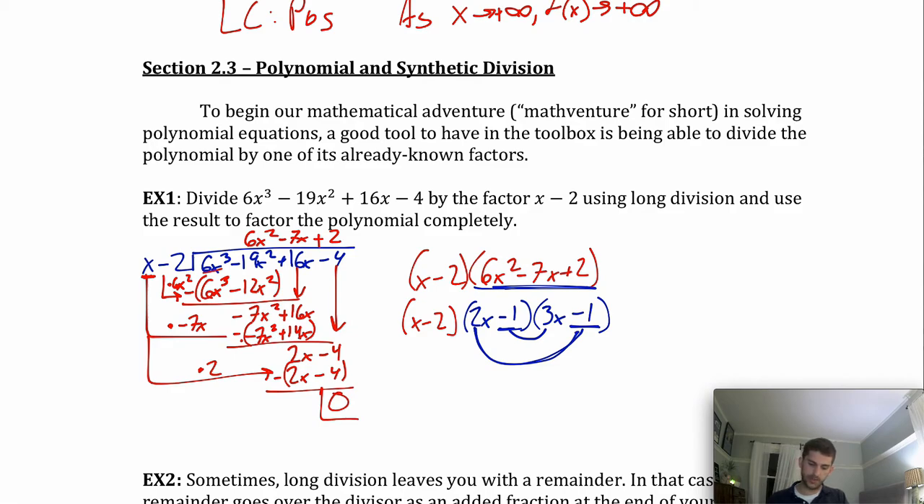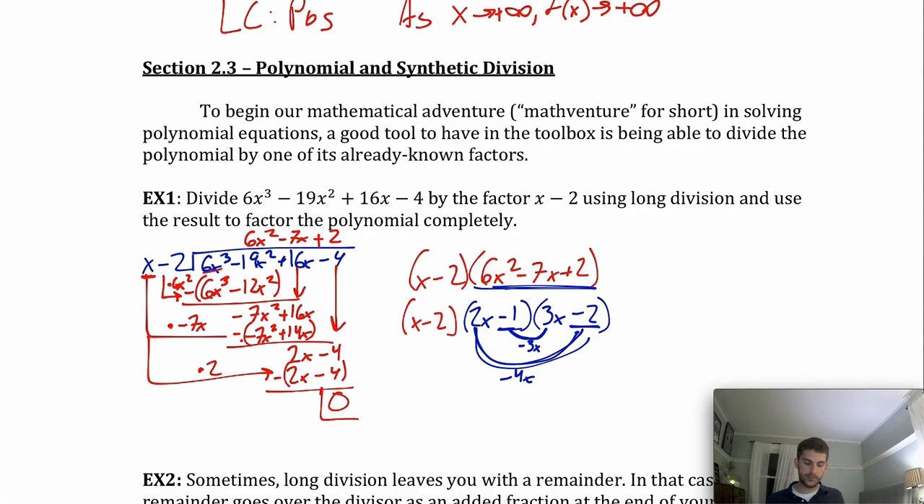Oh my goodness, sorry, I wrote negative 1, I meant to write negative 2. So if we do 2x times negative 2, that gives us negative 4x. Negative 1 times 3x gives us negative 3x. So negative 4x and then negative 3x gives us that negative 7x we're looking for in the middle there. Okay, so that's as factored as we can get.